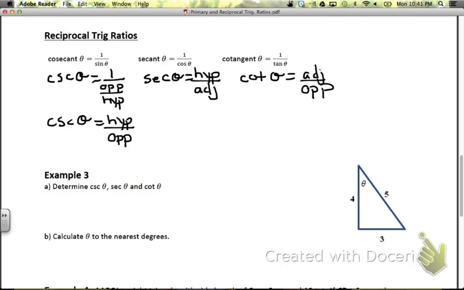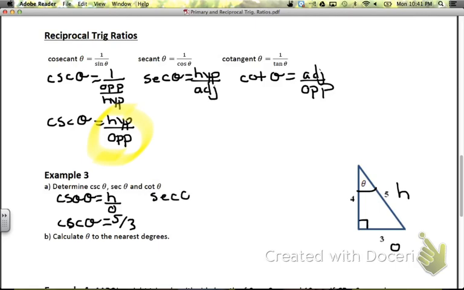We'll do that in part B. So cosecant theta, we know from above, is equal to our hypotenuse over our opposite. Our hypotenuse side is always opposite our 90 degree angle. So we have 5 as our hypotenuse, and 3 is the side opposite our theta. Since cosecant theta is equal to hypotenuse over opposite, cosecant theta would be equal to 5 over 3.